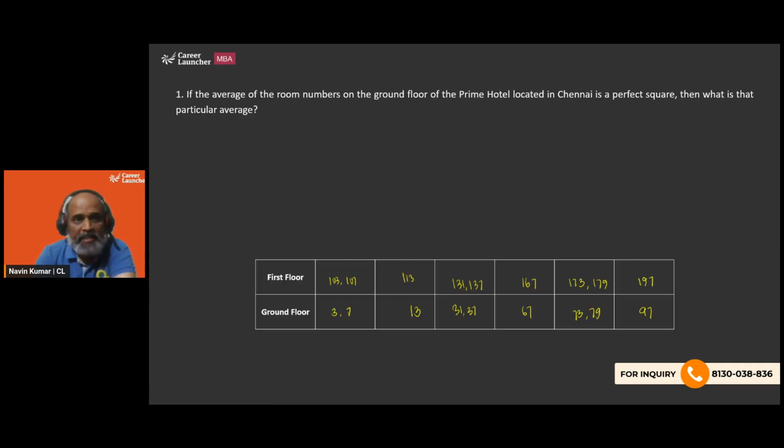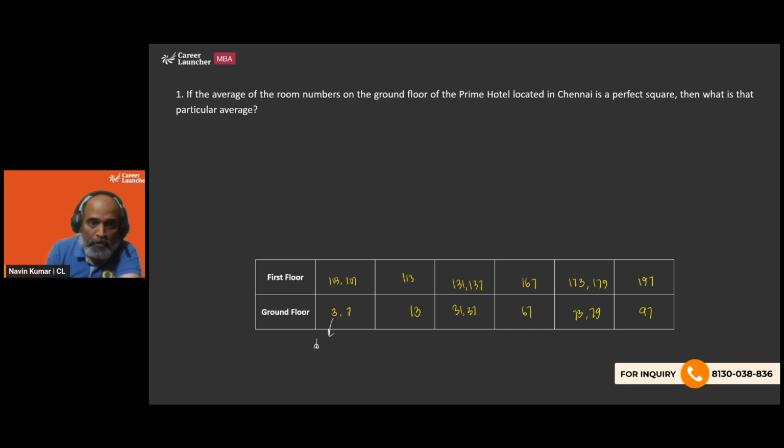So the first question is, if the average of the room numbers on the ground floor of the prime hotel located in Chennai is a perfect square, then what is that particular average? So let's consider that the average of all the room numbers in a particular floor is a natural number. Since we need the average, we need to divide by 6. So I'm going to see how every number performs when divided by 6.